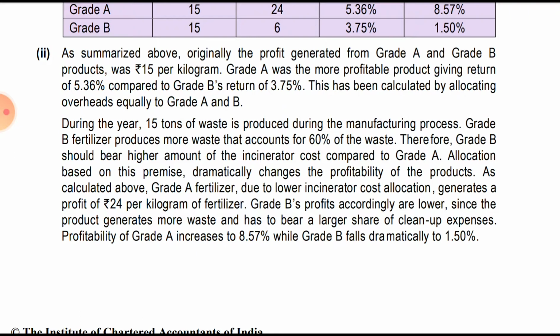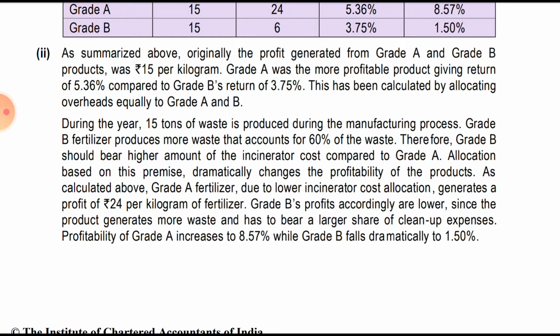Product, giving a return of 5.36 compared to grade B of 3.75. This has been calculated by allocating the overheads equally. So this was the earlier calculation, allocating overhead cost equally. Now, during this year 15 tons of waste is produced during the manufacturing.